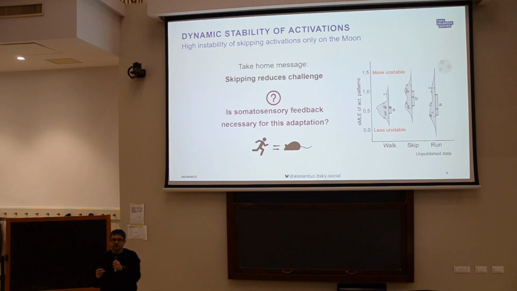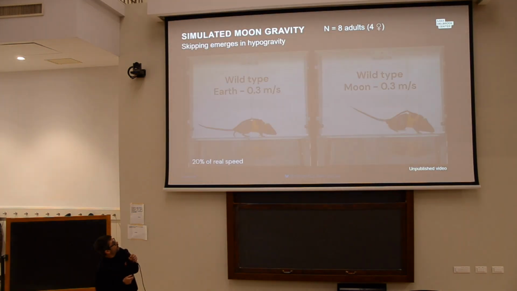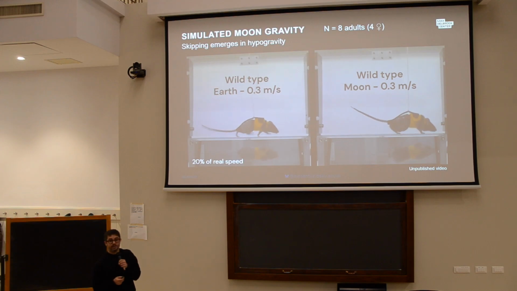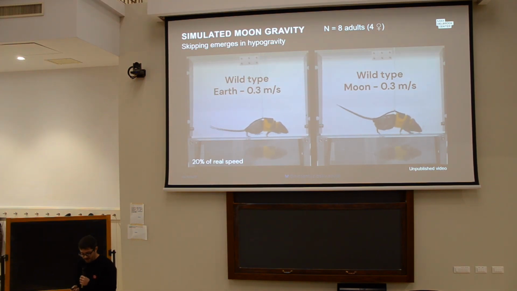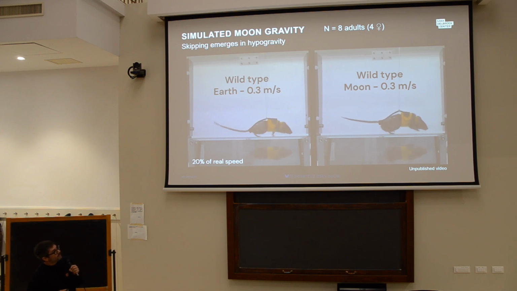And we asked ourselves whether it might be a source of somatosensory feedback that is driving this adaptation. To do that, we had to turn to an animal model, a mouse model that Nicola introduced beautifully in the first talk of the afternoon. Mice, on the left side, on Earth, walk brilliantly. They are awesome walkers and runners. But on the Moon, you see the left hind paw remains kind of lifted.